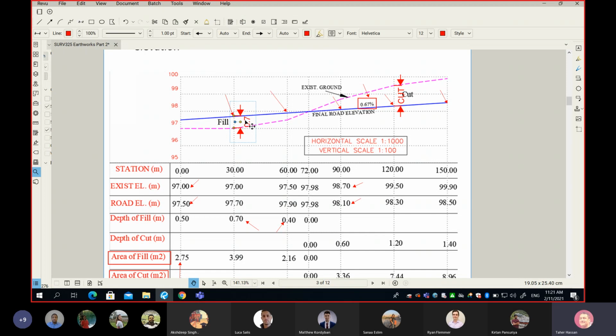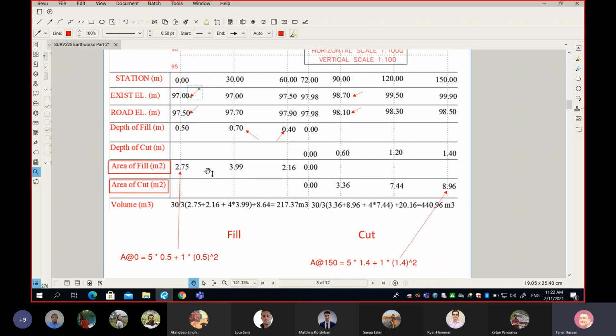Watch this, please. If my problem is entirely cut or entirely fill, like what we've done in the last class, then that's easy. If all those numbers are area of cut or all of them are area of fill, we put them into trapezoidal or Simpson to find the volume. Now there is a problem: we have some areas which we will need to cut and some other areas we will need to fill.